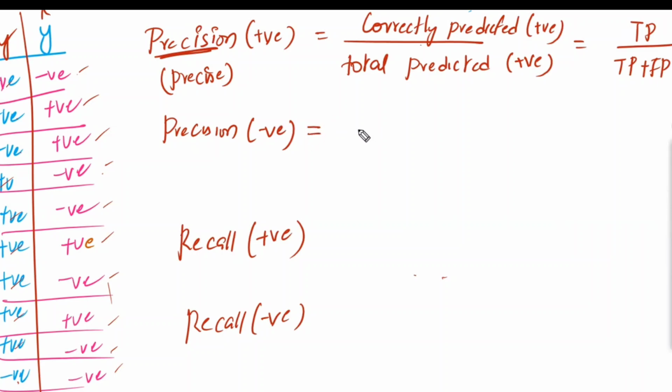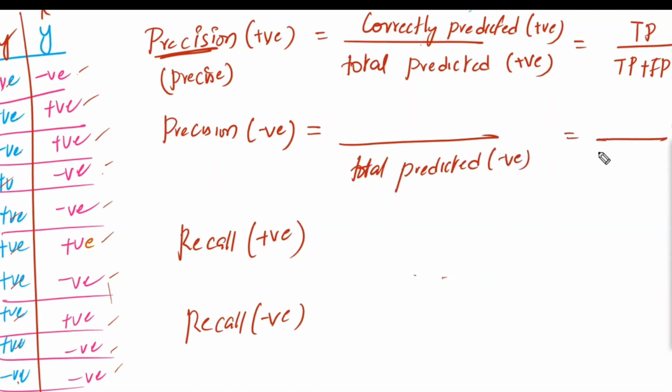Similarly, precision of negative. Total predicted negatives. That is nothing but TN, which you have predicted negative, and FN, which you have also predicted negative, but wrongly. Out of which correctly predicted negative is TN. Simple. The formula is that.